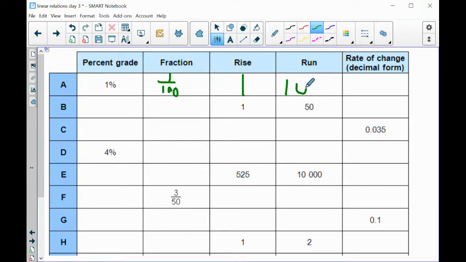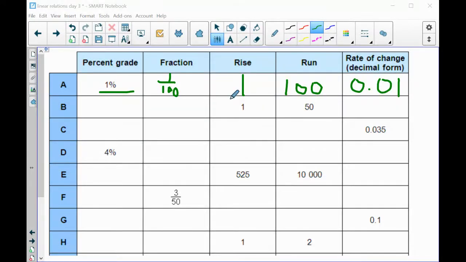And then what is the rate of change in decimal form? Well, how do you change that percent into a decimal? You divide this number by 100. And so the rate of change in decimal form is 0.01. So there only is one tiny change from the charts that you've done before that you all did very well with, where you had a percent, change it to a fraction, or make it a decimal, or any other way in between there.